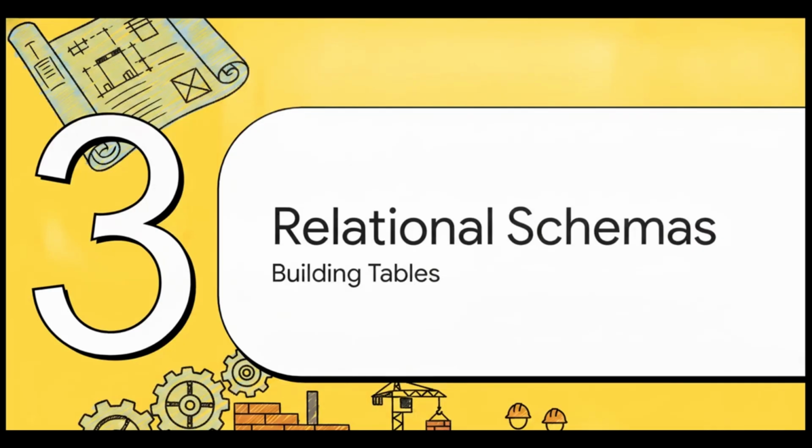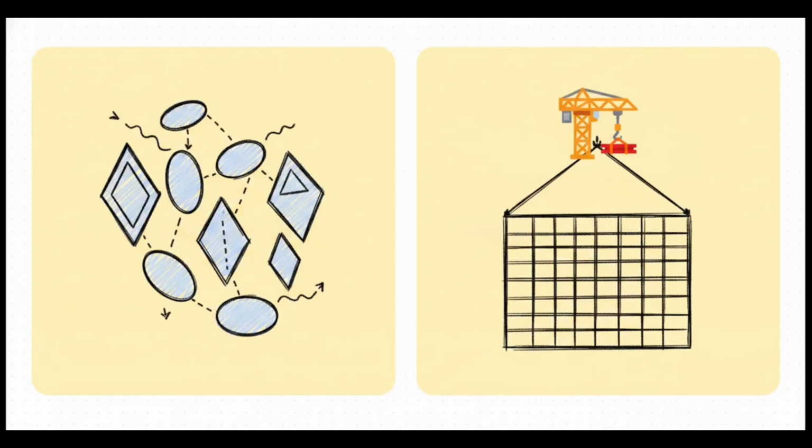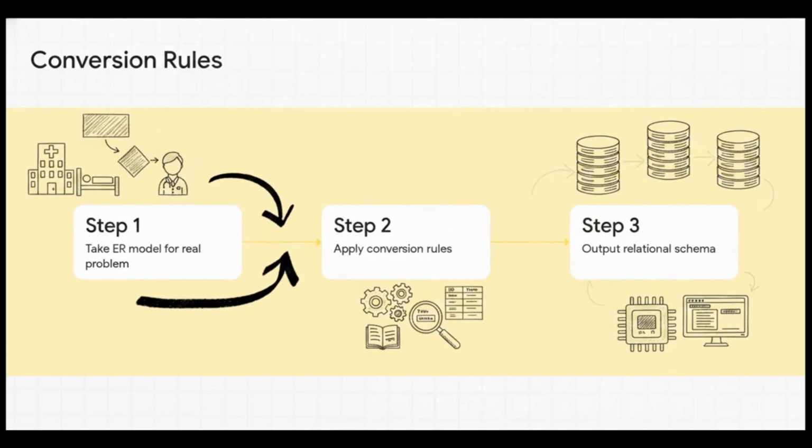Section 3. Converting to relational schemas. This is the exact moment where theory turns into reality. Conceptually, our ER model acts as a blueprint. It's all bubbles and diamonds connecting ideas. But our relational schema, that is the actual physical building. It translates those loose concepts into structured, rigid database tables with distinct rows and columns. Getting to that structured reality takes a very precise step-by-step conversion process.